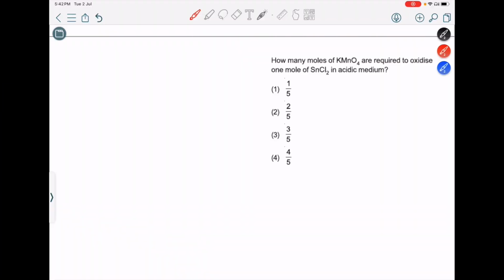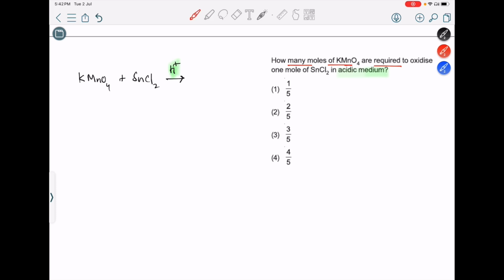Very good evening. So today's question of the day is from the Redox chapter, and here I have picked a model which is very important from the NEET point of view. So let us see what they're asking. The question says, how many moles of KMnO4 are required to oxidize 1 mole of SnCl2 in acidic medium? So here the keyword is acidic medium, very important. Now, we are having KMnO4 and we are making it react with SnCl2 in acidic medium.